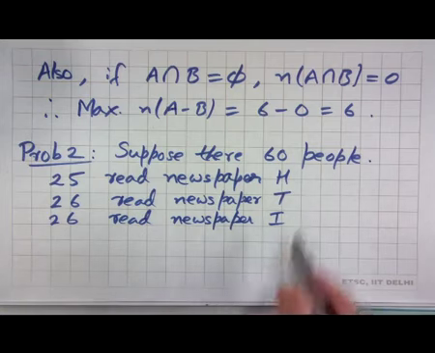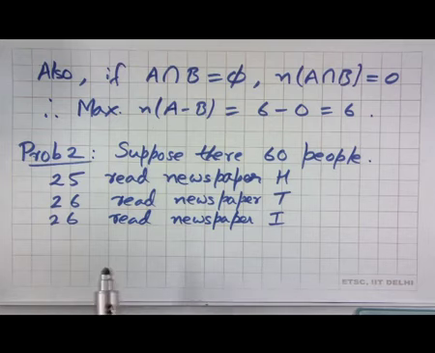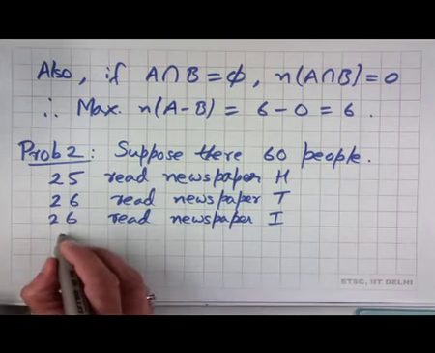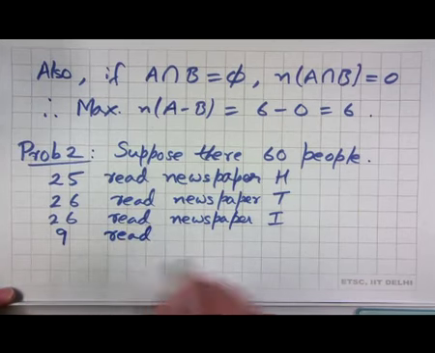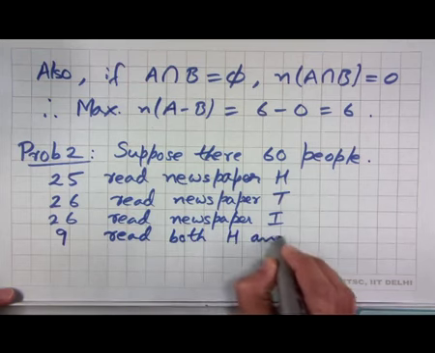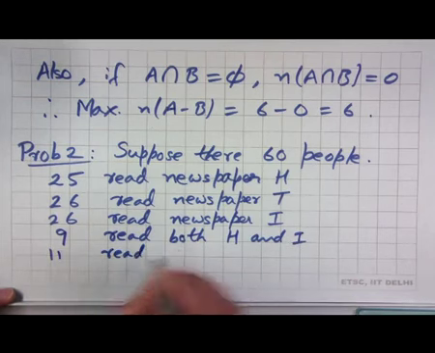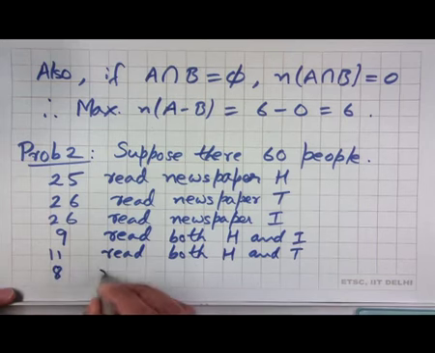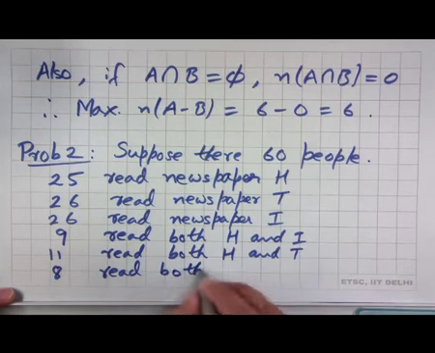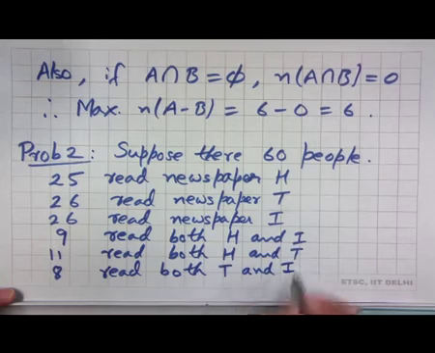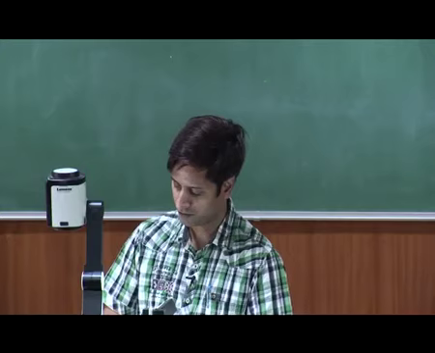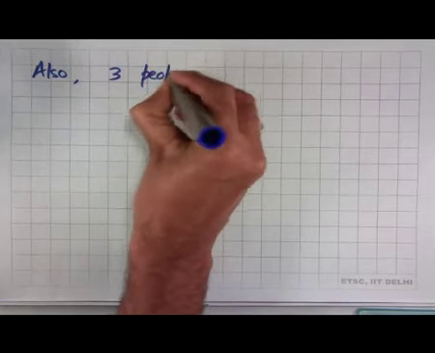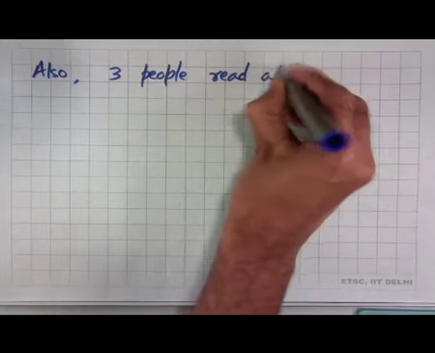So, we have 3 newspapers H, T and I, say Hindustan Times, Times of India and Indian Express, and we know that 25 people read H, 26 read T, 26 read I, and we are also given 9 read both H and I, 11 read both H and T, and 8 read both T and I. Also, we know how many read all 3. Finally, 3 people read all 3.